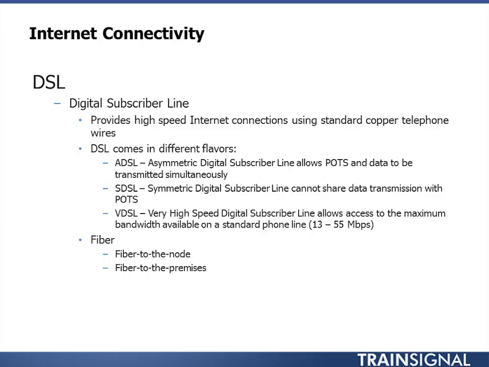So very high speed DSL allows the maximum bandwidth available over a standard phone line, which actually was pretty fast, much faster than they ever thought it could be. You could get, in a perfect world, a little over 50 megabits per second. That's pretty good for internet. I don't get 50 megabits per second today on my internet connection. There's very few internet connections that I've ever seen getting that fast. In a perfect world, you could actually get that via your VDSL. That's why DSL still exists in today's world.